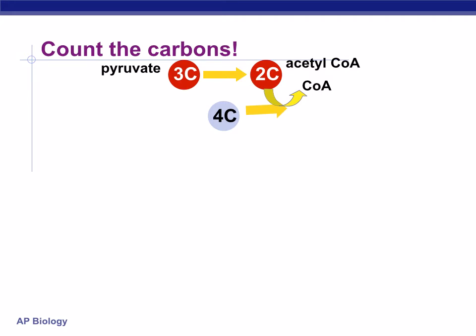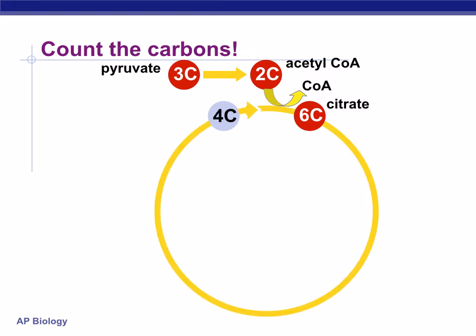The 2-carbon acetyl coenzyme A from the link reaction is going to combine with a 4-carbon compound called oxaloacetate, and it's going to form a 6-carbon compound called citrate. So it's quite easy to remember. 4 plus 2 makes 6.